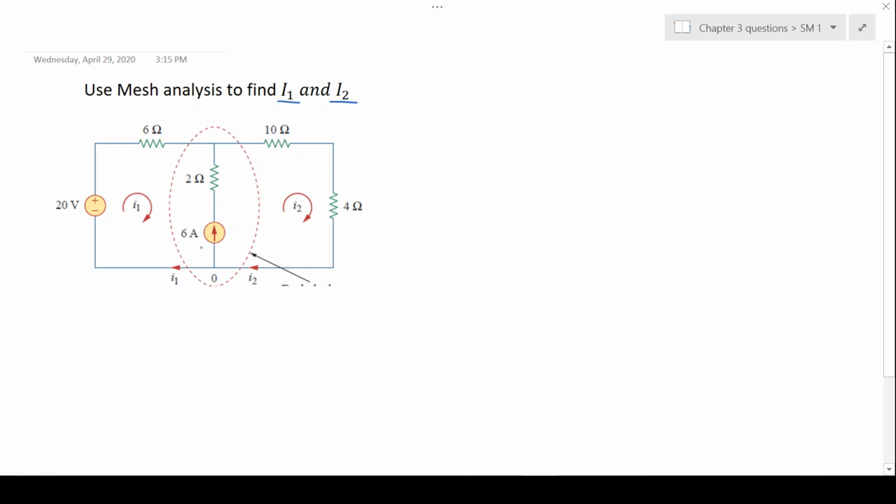Right, so how do we know that this is a supermesh? Firstly, because we can see that there is a current source that is shared between two meshes. Then we know that that's a supermesh.